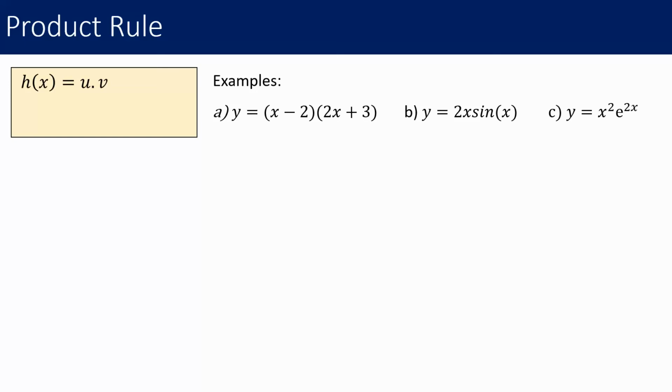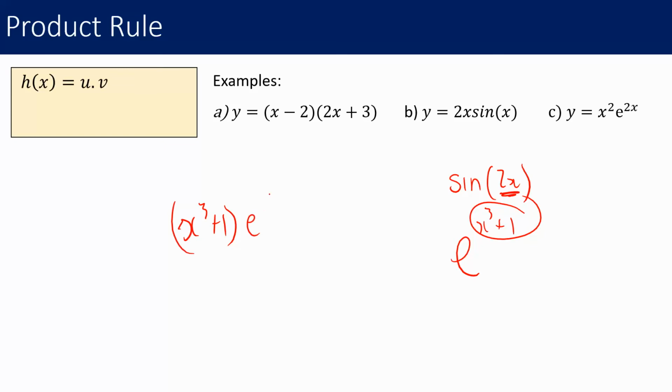Whereas, for example, what is a chain rule problem? I could say sine of 2x. See, that one I can replace. I can replace the 2x with a new letter. If I gave you e to the power of x cubed plus 1, see, I can replace that. And it's just e to the u. But I can't replace it if I gave you x cubed plus 1 multiplied to e to the x.